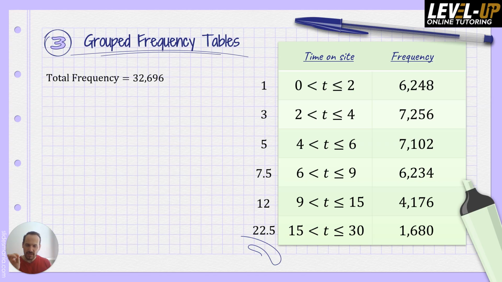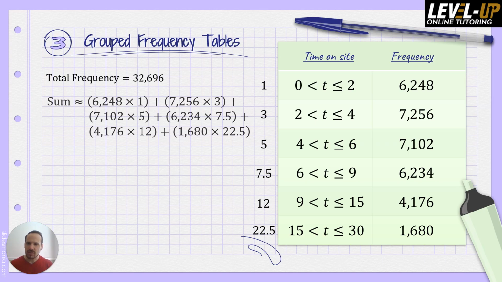And so first of all, we want the sum. So what we do: 6,248 lots of 1, 7,256 lots of 3, 7,102 lots of 5, and so on and so forth. We add all that up, and you see I've done that little squiggly equal sign. That means approximately equal to. And then that sum comes to this value.